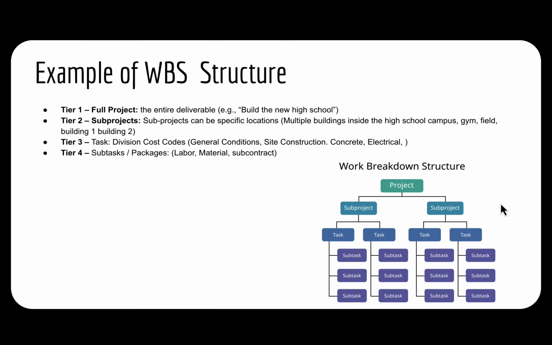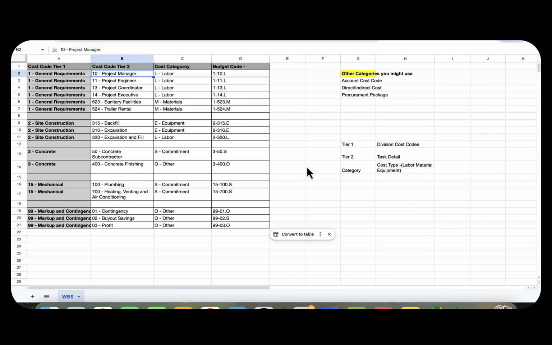Where it gets tricky, not everything follows the hierarchy to a T. In this example, I only have 2 things that are in the hierarchy, but then I also have a cost code category. So I'm labeling what this task is. Project management is going to be labor, sanitary facilities, material. Other categories your company or you might use, account codes. You might want to label items as direct or indirect items. You might be wanting to buy items by a procurement package. This is the specific example that I'll be using throughout the whole entire course.